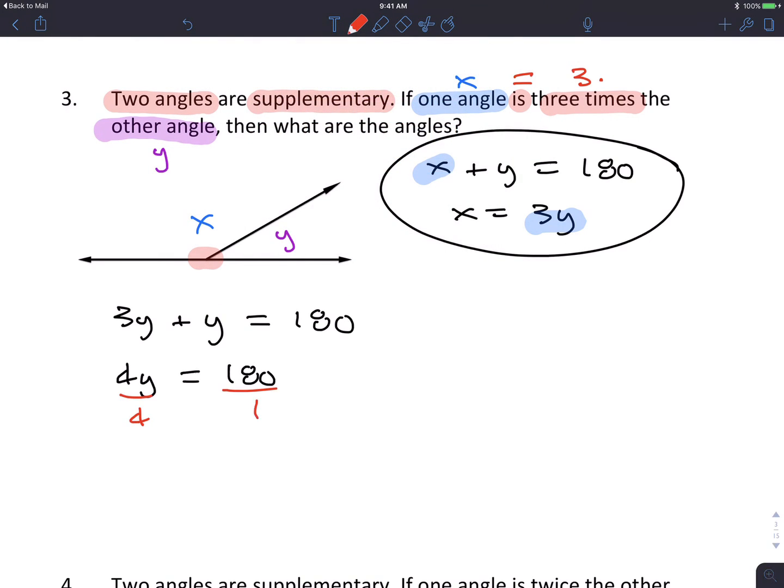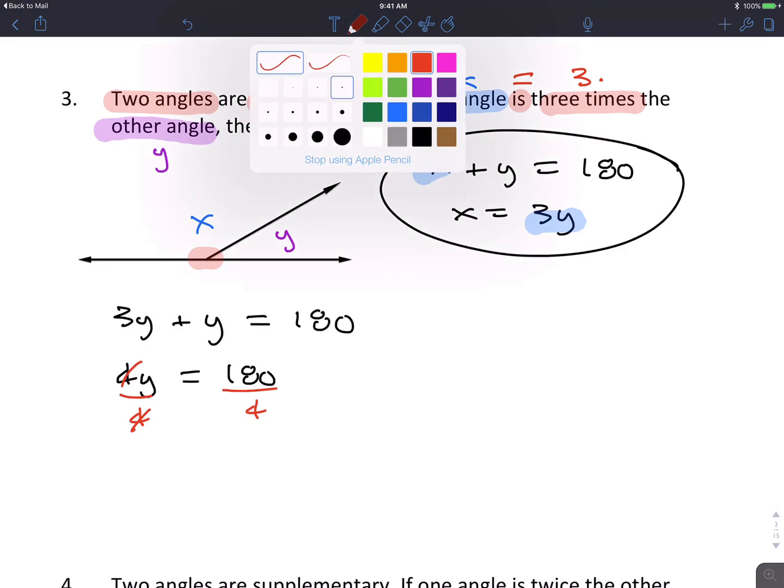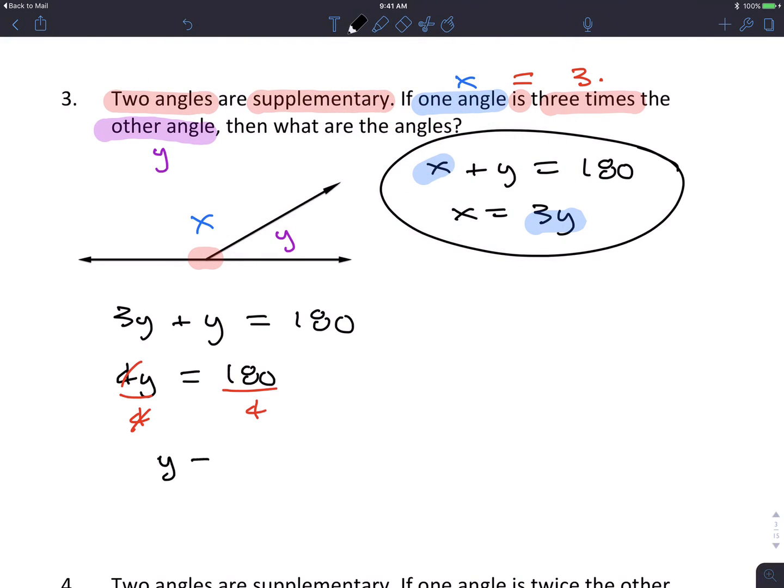Divide both sides by 4. We get y equal to, we need to do some long division. 180 divided by 4, it looks like it's going to be 45. So y is 45 degrees here. 45 times 2 is 90, and 90 times 2 is 180. So y here is 45 degrees. Okay.